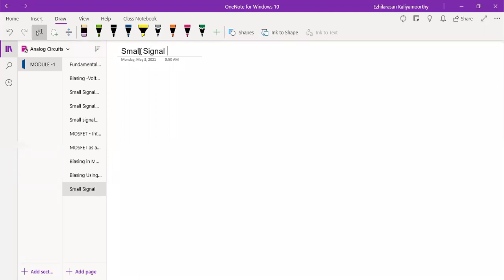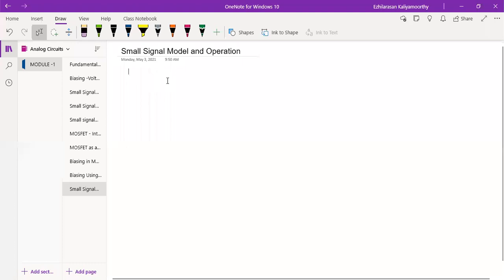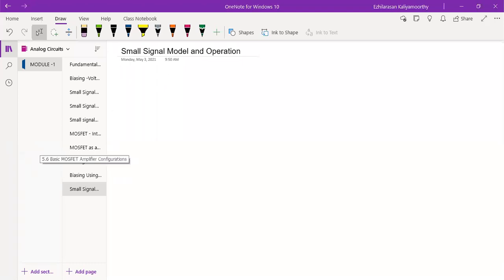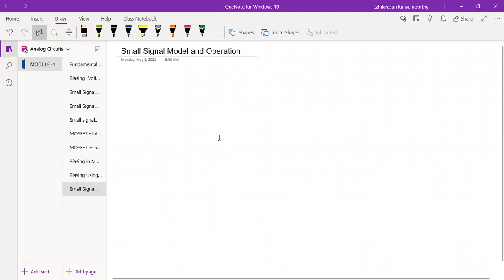Now let us go to the small signal model and operation. Here we need to know what is meant by the small signal model. In many applications, we are interested in the response of the device to a small signal applied on top of the bias. Small signal means it's small.